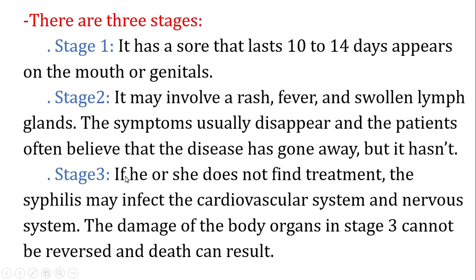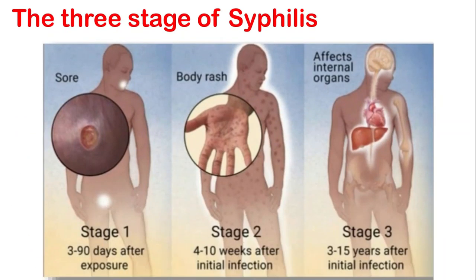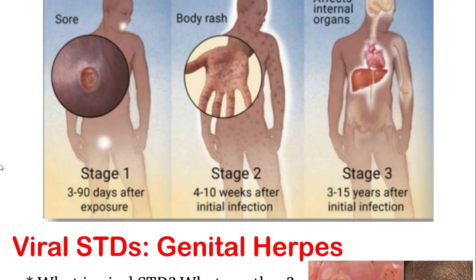Stage 3, if he or she does not get treatment, what happens? The syphilis may infect the cardiovascular system, affecting our heart, our vascular system, and nervous system. The damage to the body organs in stage 3 cannot be reversed, and death can result. Here are the 3 stages you can see in the picture: stage 1, stage 2, and stage 3.